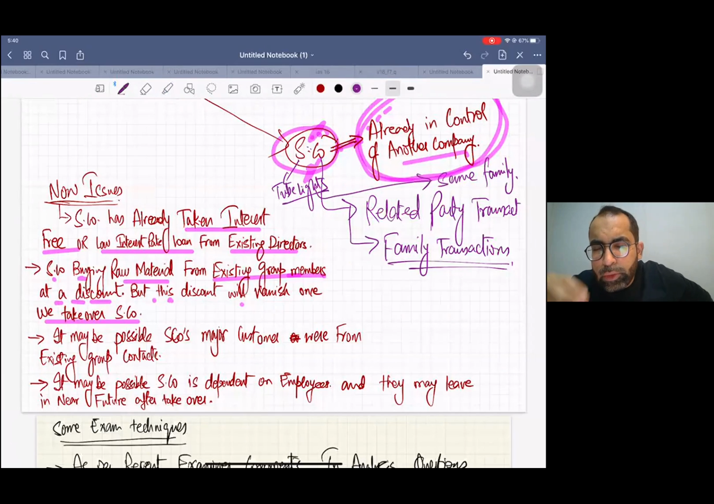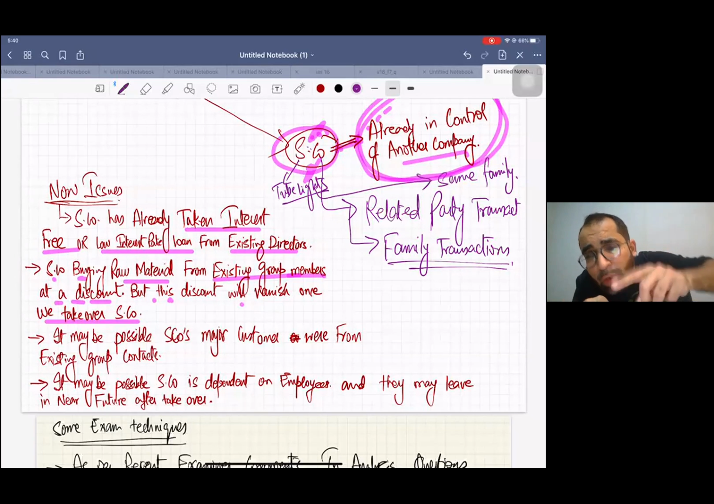S company produces and sells tube lights, and for tube lights they buy glass from the same existing group of companies. So within the family, within the group, normally people give discounts. That means their cost is understated, as they are availing discounts.